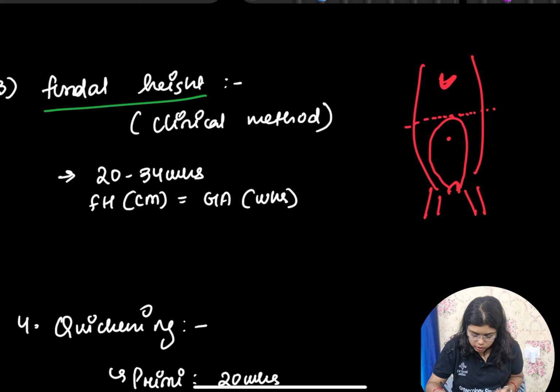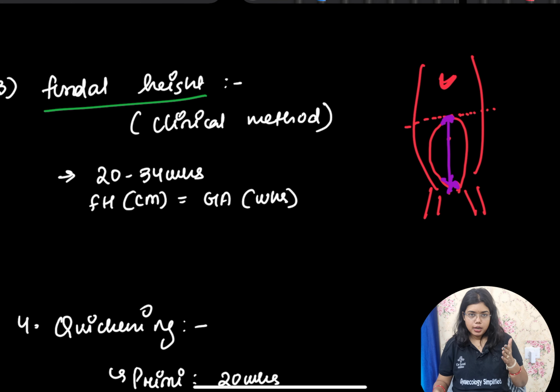Okay, from the pubic symphysis, this is the pubic symphysis, to the height of the fundus. By the ulnar border of the palm we take it from the xiphisternum. From the xiphisternum we press the abdomen, and when the first resistance is felt by the ulnar border of the left hand, that is called the fundal height. That is, the fundus of the uterus is felt. Then we take this in centimeters.